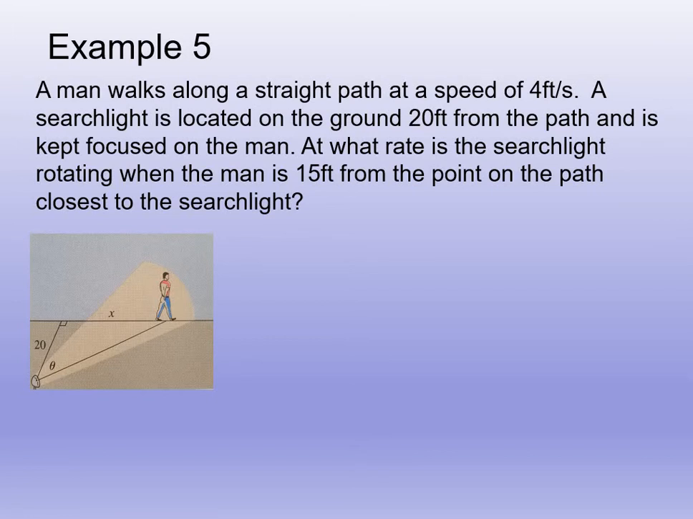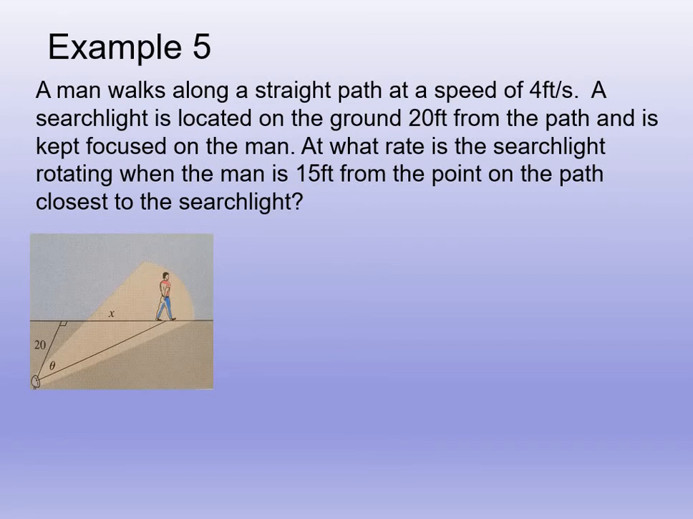What kind of triangle is that? That's a right triangle, and our theta is going to be changing, so we're going to be looking for d theta dt. We've got to find something that relates that to x. The x is the direction the man's walking, so we need to know dx dt, right? And the spotlight is 20 feet from him when he is directly across from it, so that's going to stay fixed. That's our y.